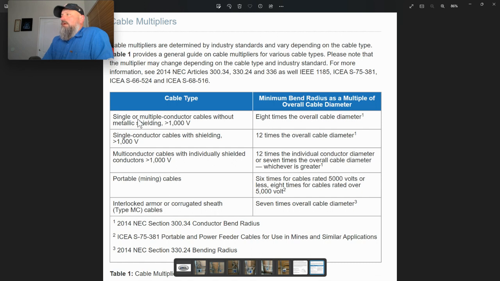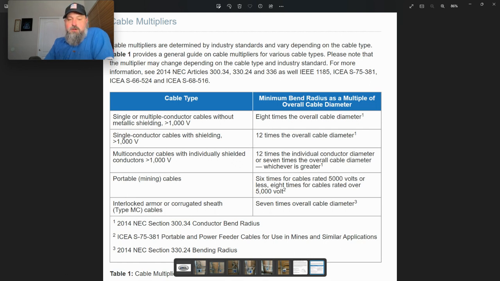So right here, single or multiple conductor cables with metallic shielding is 8 times overall cable diameter. And then it tells you right here, 12 times for single conductor cables with shielding, multi-conductor cables with individually shielded conductors, 12 times. Portable cables, 6 times. Interlocked armor or corrugated sheath, that's the one we deal with, is 7 times. Right here, 300.34 conductor radius. So that's what we'll go over, but that's how you figure the formula.